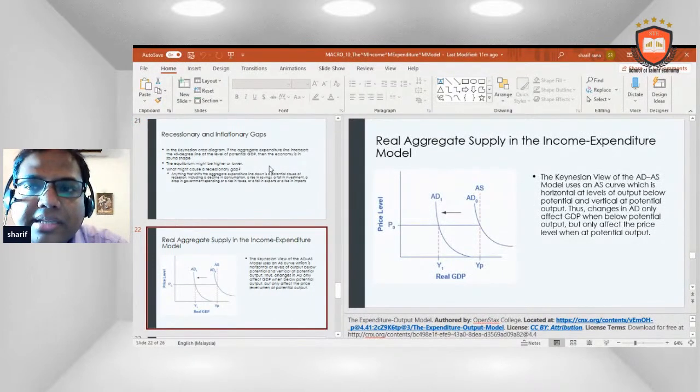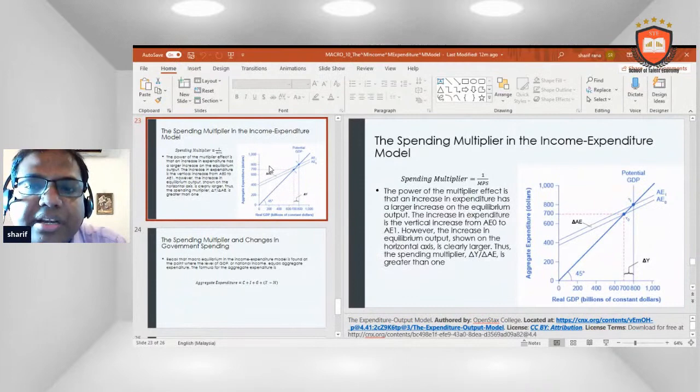Aggregate supply in the income expenditure model. The Keynesian view of the AD-AS model uses an AS curve which is horizontal at levels of output below potential and vertical at potential output. A change in AD only affects GDP at below potential output, but only affects the price level at potential output.